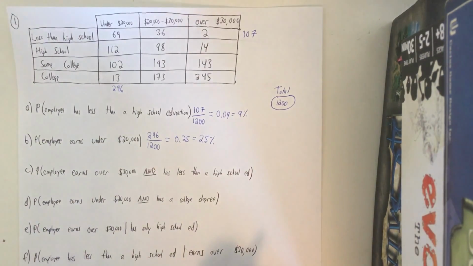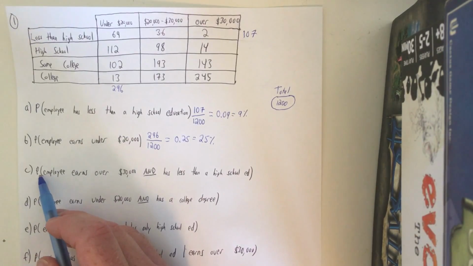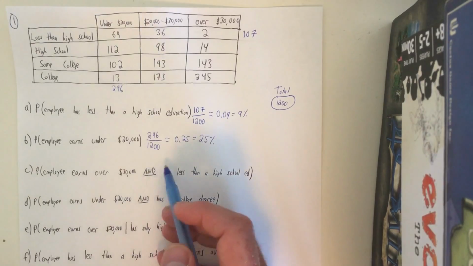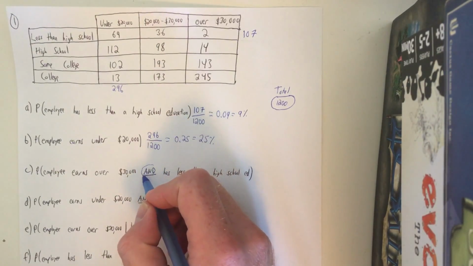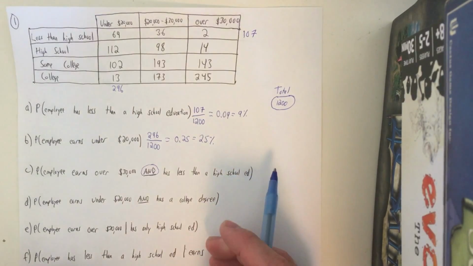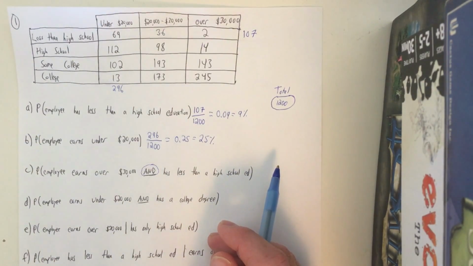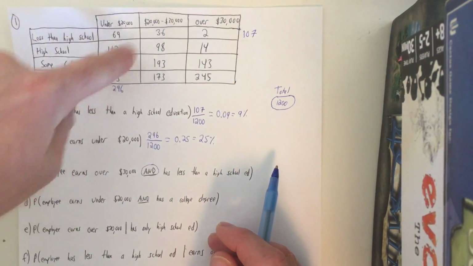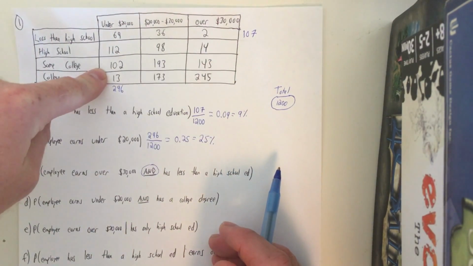Parts C through F get a little bit more complicated. Part C asks us the probability that an employee earns over $30,000 and, highlight that and, has less than a high school education. So what I do whenever I have an and statement is I figure out where in this table those two columns and rows intersect.